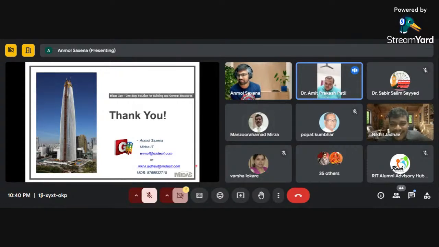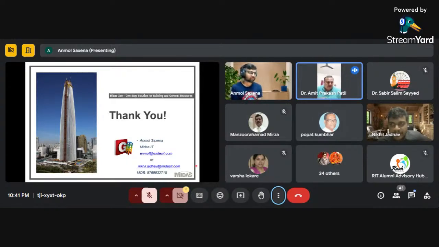I thank Mr. Anmol Saxena and Mr. Nikhil Jadhav for presenting the topic, case study of column shortening analysis of Lotte World Tower, South Korea, in the 119th progress meeting of RA. On behalf of the Civil Engineering Department, RIT Rajaram Nagar, I would like to extend my heartfelt thanks to both the speakers. We will make sure that the collaboration between RIT and Midas IT will continue forward.